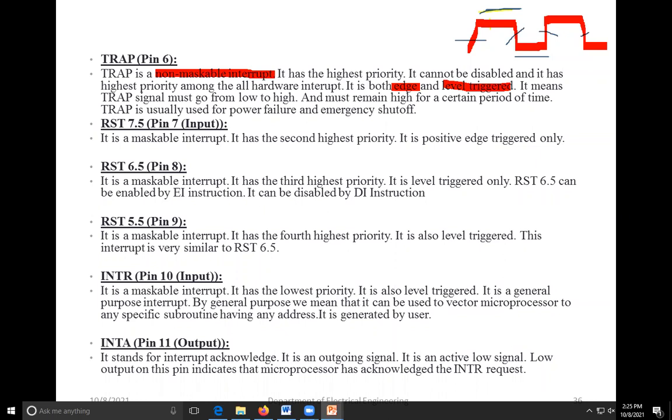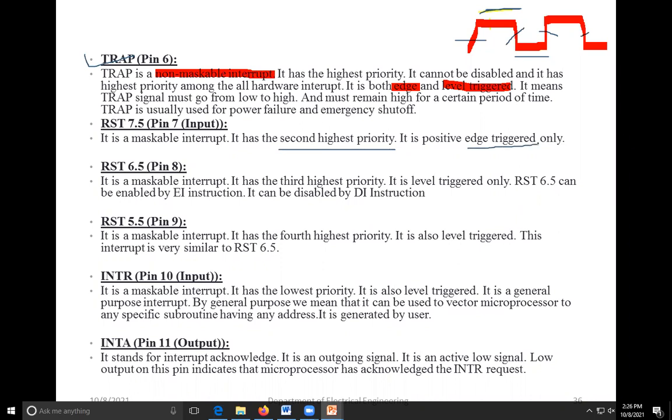Next is the RST 7.5. It is the second highest priority. First, the highest priority is trap, which will be active first. This is the second highest priority, RST 7.5. RST 7.5 is the second highest priority. It works on the positive edge trigger.